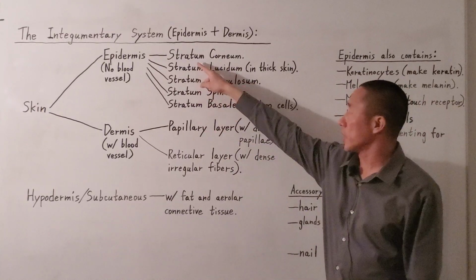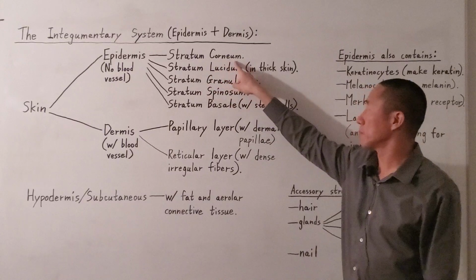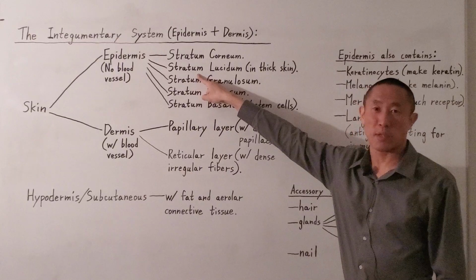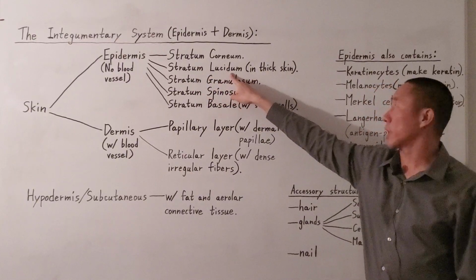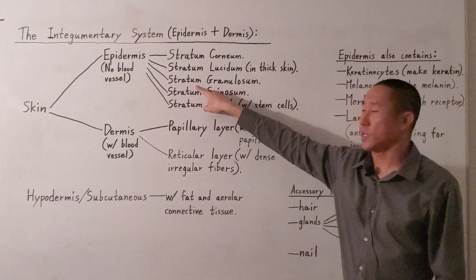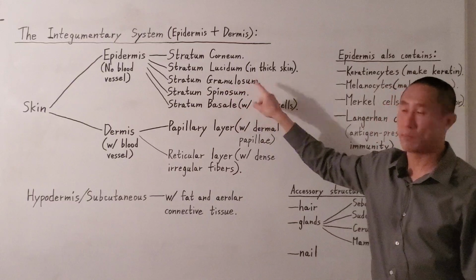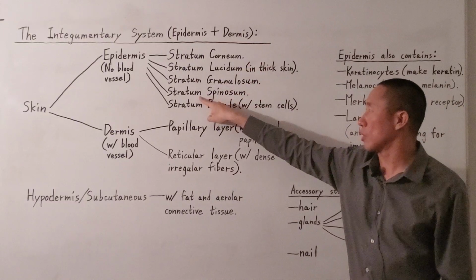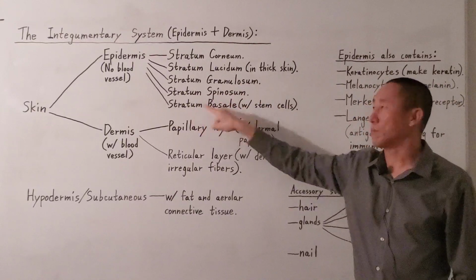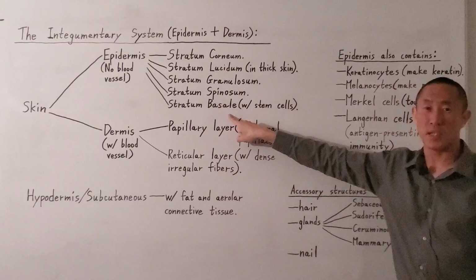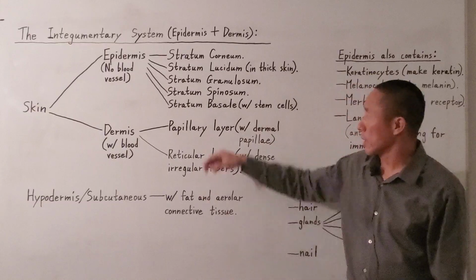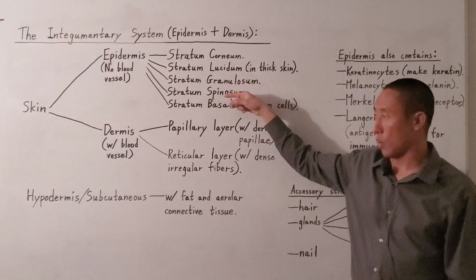Now, the outermost layer is called the stratum corneum. And then if you go deeper, you will see the stratum lucidum, and the stratum lucidum can only be found in thick skin. Then you go deeper, and you will see the stratum granulosum. Then you go further deeper, and you see the stratum spinosum. Then you see the stratum basale. Now, the stratum basale is the layer that has stem cells. And that's the 5 layers of the epidermis.